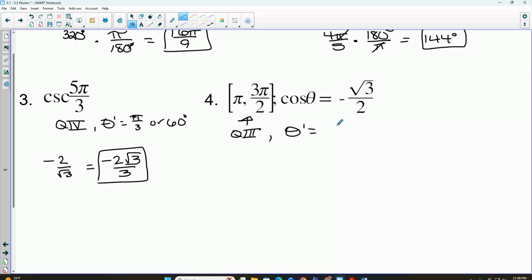I need cosine, not sine. So it'd be 30, which is pi over 6. What's pi over 6 in quadrant 3? 7 pi over 6. Remember in quadrant 3, the top is 1 more. Any questions on that?